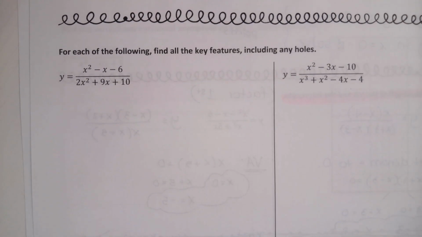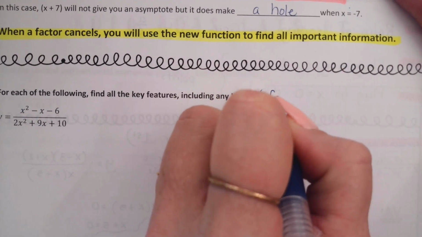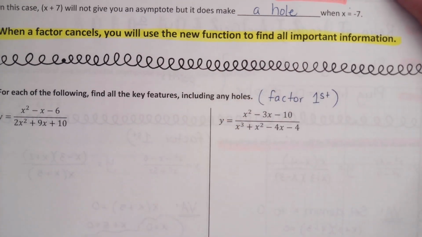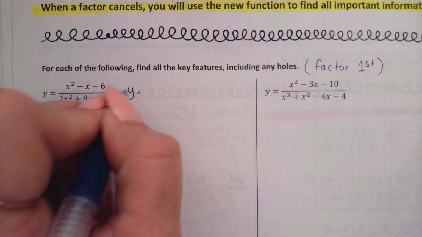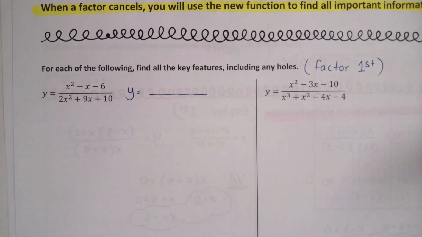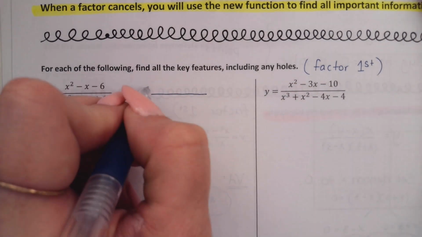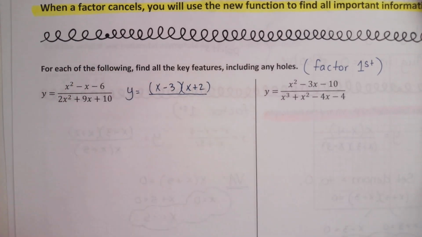We are still going to need to factor. Okay, so we're going to start by factoring. For each of the following, we're going to find the key features, including any holes. And again, we want to factor first. Okay. On the numerator, that looks like some easy factoring. I believe we actually even had this exact one already. Two numbers that multiply to -6, but add to -1. -3 and 2. We did do that one already. X minus 3, x plus 2.